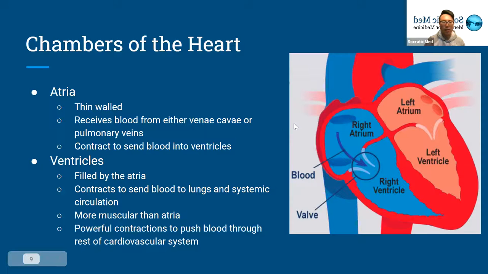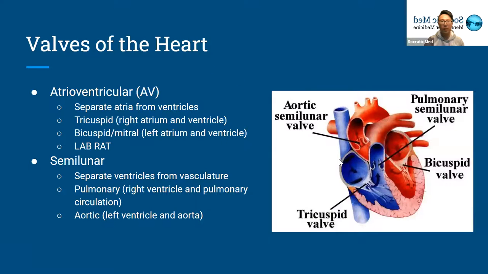And what separates the atria and the ventricles are valves. The atrioventricular valves, the AV valves, separate the atria and the ventricles, which makes sense since atria and ventricles are in the name. On the right side, the right atria and ventricle are separated by the tricuspid valve, called tricuspid because there are three leaflets. The bicuspid, or mitral valve, has two leaflets and separates the left atria and left ventricle.